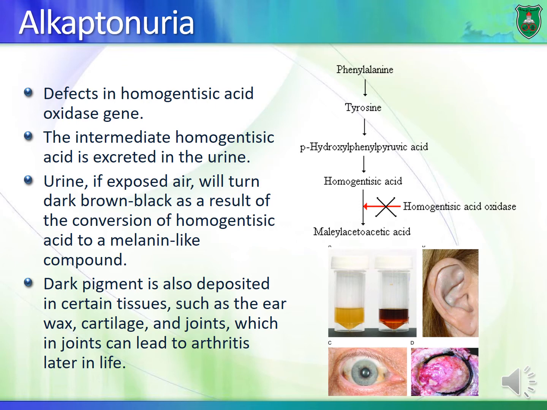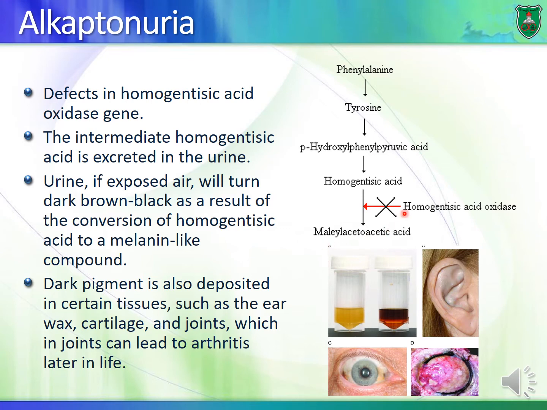Another disease that I would like to talk about is Alkaptonuria. Now, the thing with this disease is also related to the metabolism of phenylalanine and tyrosine, except that the defective enzyme is known as homogentisic acid oxidase, which converts homogentisic acid to the final product, maleylacetoacetic acid.